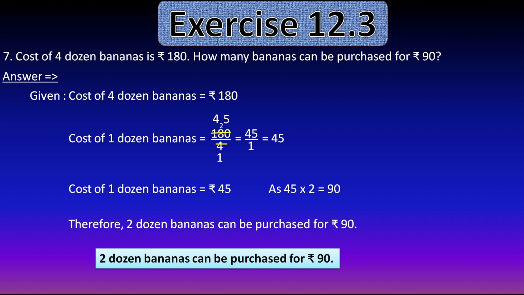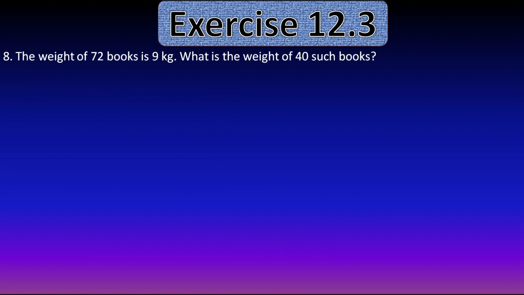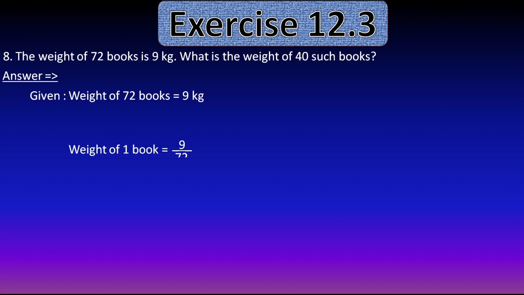Okay. Now 8th question. The weight of 72 books is 9 kg. What is the weight of 40 such books? Okay. So first of all we will write the given things, that is weight of 72 books is 9 kg. Therefore the weight of one book is 9 upon 72.